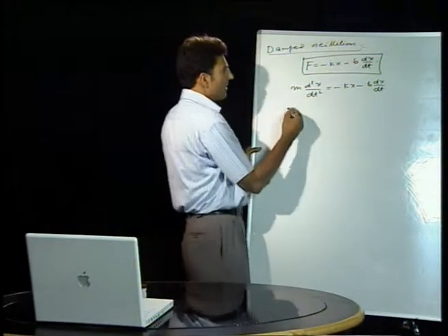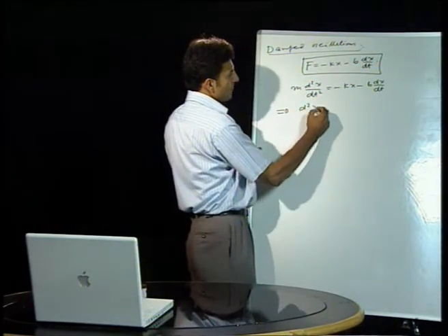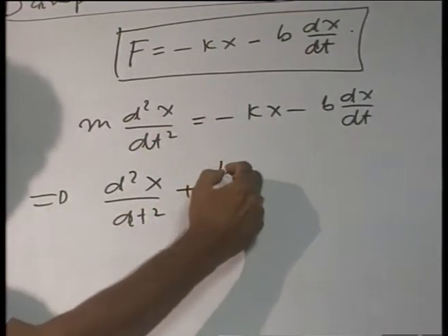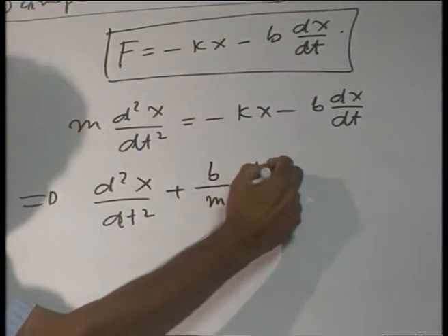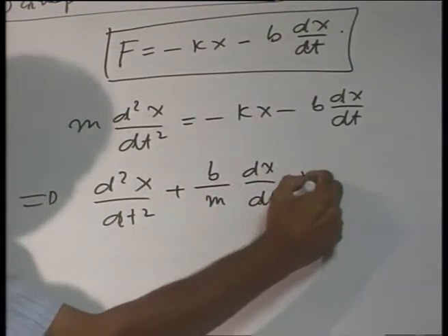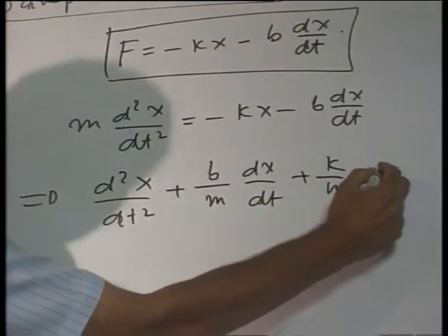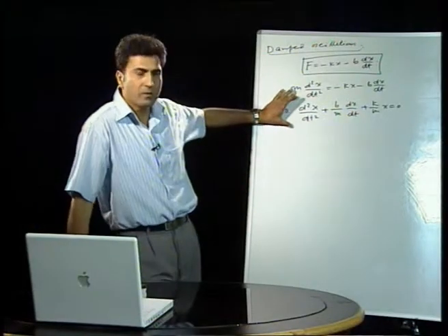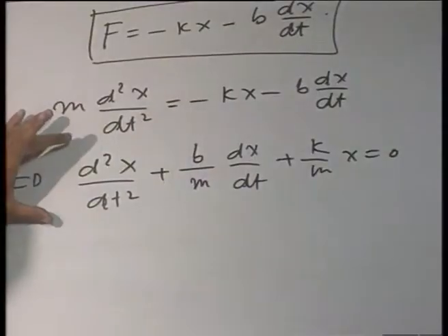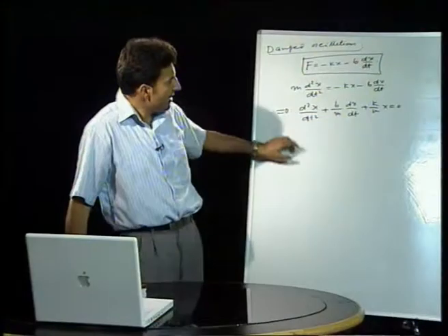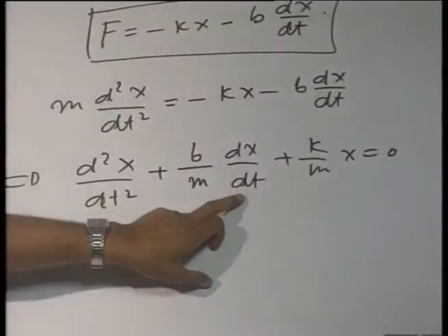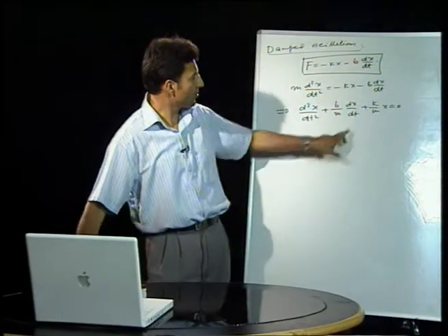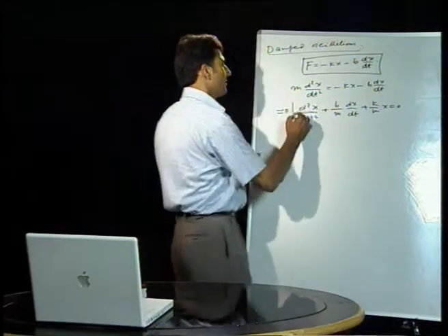Now simplifying the equation, we must write d²x/dt² plus (b/m) dx/dt plus (k/m) x is equal to 0. Please look at this equation. It's the differential form of the equation for damped oscillations. Here the dx/dt term comes from the resistance of the surrounding medium. So how to solve this equation?